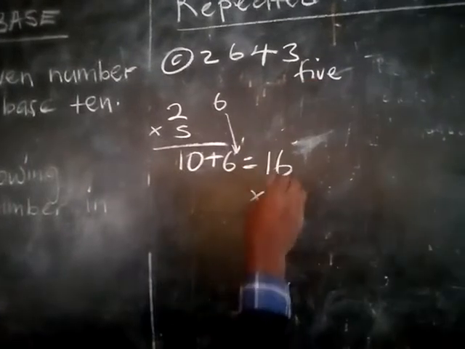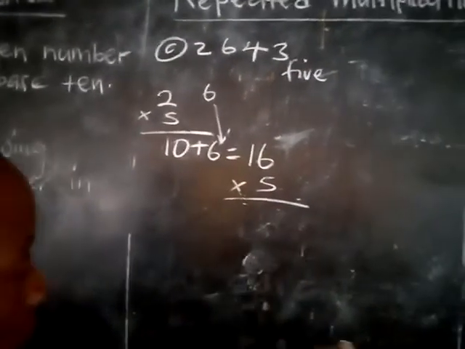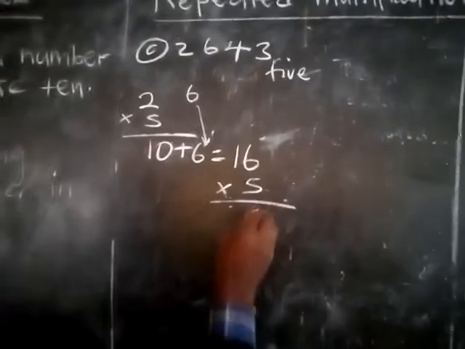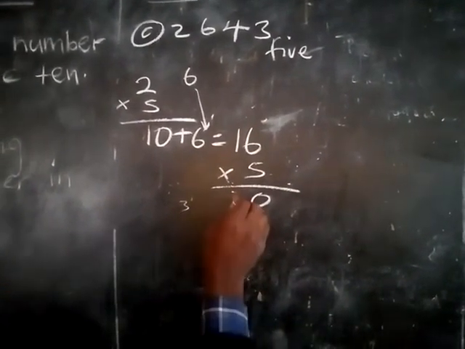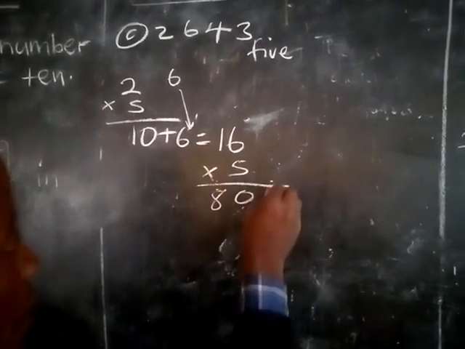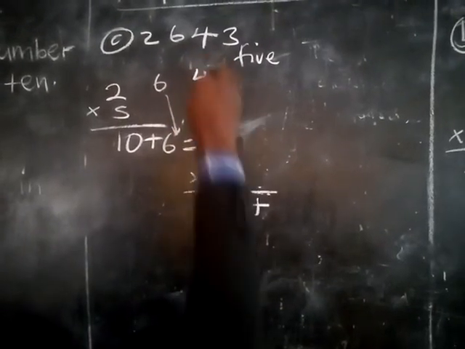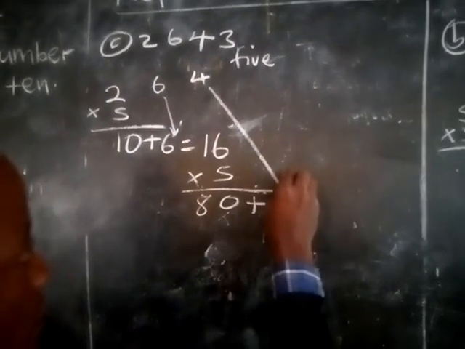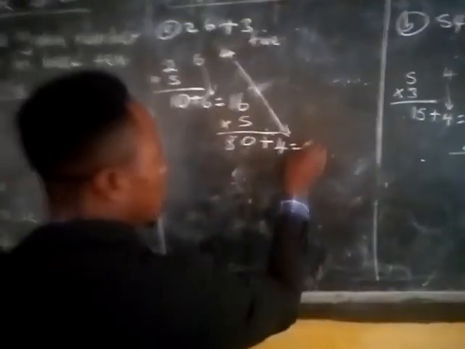We multiply by the base again, which is 5. So 5 times 6, we have 30. We put 0, carry 3, and 5 times 1, 5. 5 plus 3, we have 8. So after multiplying, you add the other digit, which is 4. We are adding 4 to this value. So 80 plus 4, we have 84.